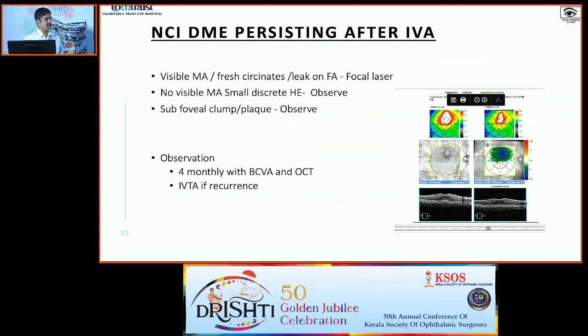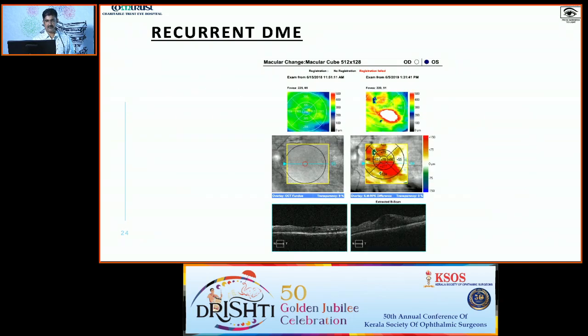And this is another scenario very commonly which we face. We have treated the patient, there was good response, but at one point of time it's not further responding. There is some residual macular edema. Here what you have to do is look whether there is any microaneurysm which is visible clinically, or any fresh circinate exudates, or a leak on fluorescein angiography. If any of these are present, you can treat them with focal laser and stop treatment. And also stop treatment, don't further treat, if there is a subfoveal clump or plaque under the fovea.